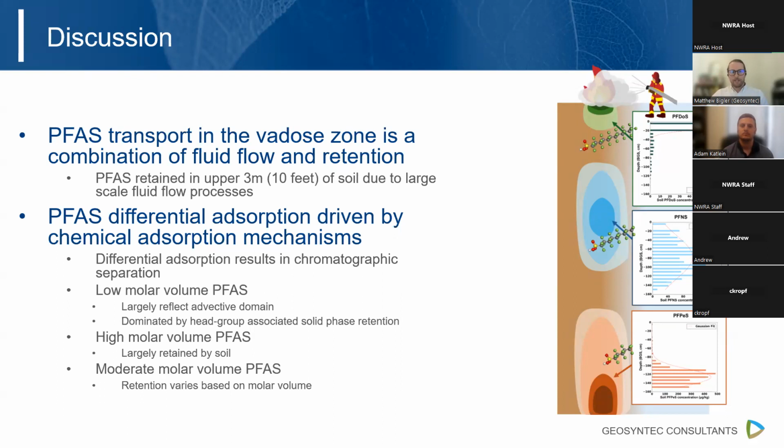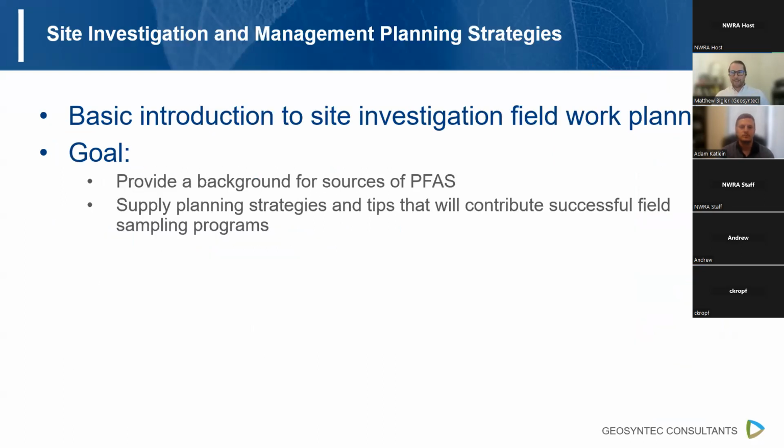And then even within these top 3 meters of our soil, we see large distributions and differential distributions of the PFAS based on their molar volume. And so this differential adsorption leads to this chromatographic separation of our PFAS, where our low molar volume species largely reflect the effective domain, and they're dominated by these head group associated solid phase retention mechanisms. Our high molar volume PFAS are largely retained by soil and immobile due to the hydrophobic interactions. And then due to variability in our hydrophobic interactions in these moderate molar volume PFAS, we have a broad distribution of these PFAS species throughout the soil. And on that, I'm going to hand it off to Adam.